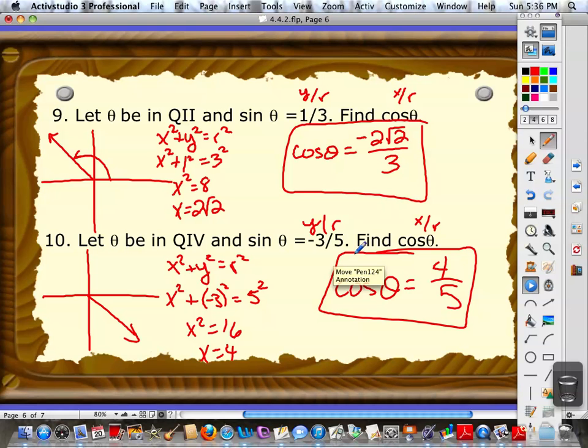So tomorrow in class we'll work some more problems and do some more with finding these reference angles, finding the trig values of any angle by finding out the information of its reference angle and using the sign to match the quadrant that we're in.